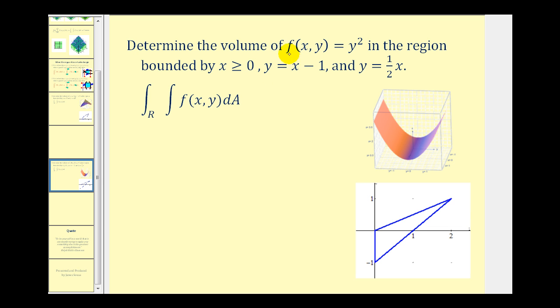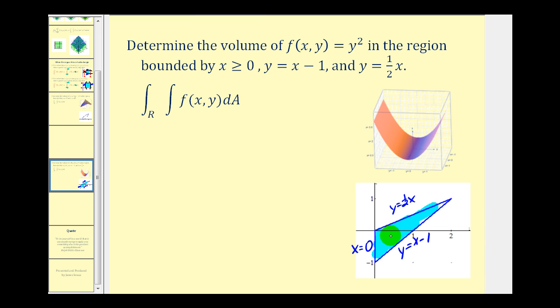We want to determine the volume of the given function in the region bounded by x greater than or equal to 0, y equals x minus 1, and y equals 1/2 x. If we look at the graph down here, this segment here would come from x equals 0. This segment here would be on the line y equals x minus 1, and this segment here would be on the line y equals 1/2 x. So we can see the bounded region is this triangular region, which represents our region of integration.